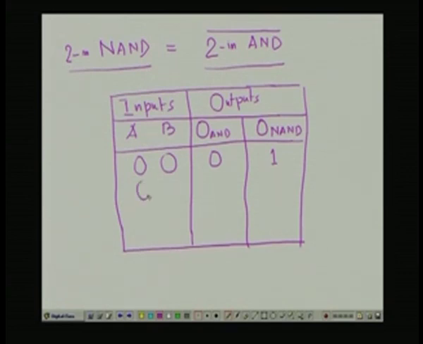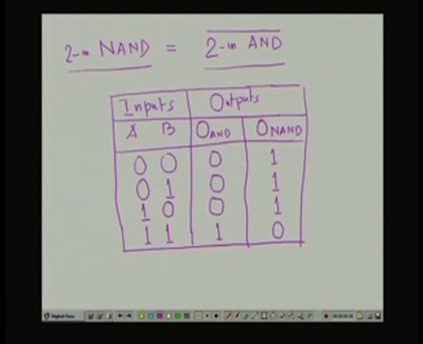Similarly, if it is 0 and 1, again AND will be 0, so this will be 1. If it is 1 0, then also it is 0, and the complement of this is 1. If it is 1 1, then only I am getting a 1 output at the AND gate, and obviously this will be 0. So, see, the truth table output of NAND is the complement of the truth table output for the AND.